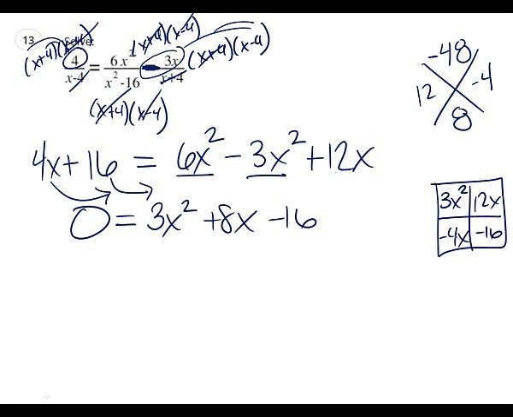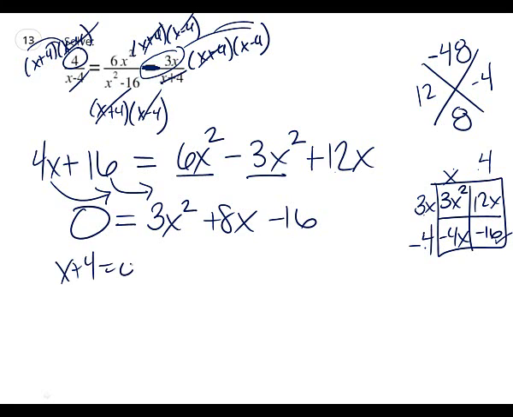What times what is 3? 1 and 3. Where's my 3 got to go, the top or the side? The side. How many times does 3x divide 12x? 4. Good. How many times does x divide negative 4x? Negative 4. Negative 4 times 4 is negative 16. I'm going to go right into zero product property.